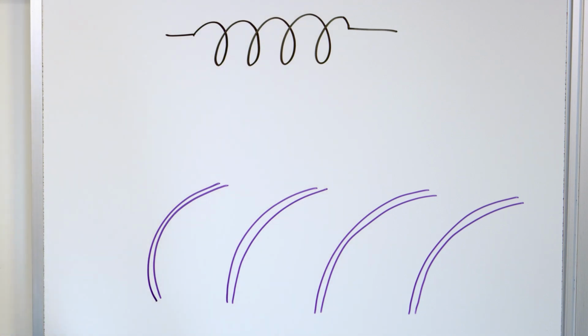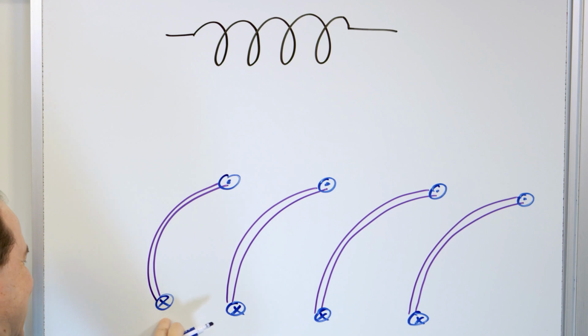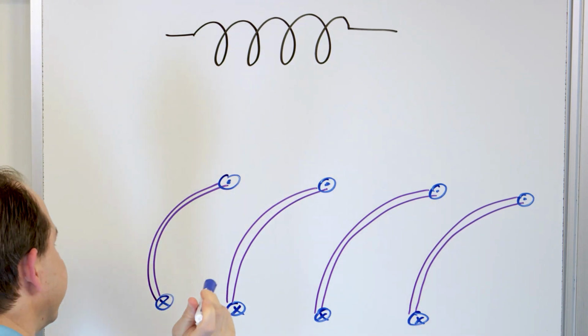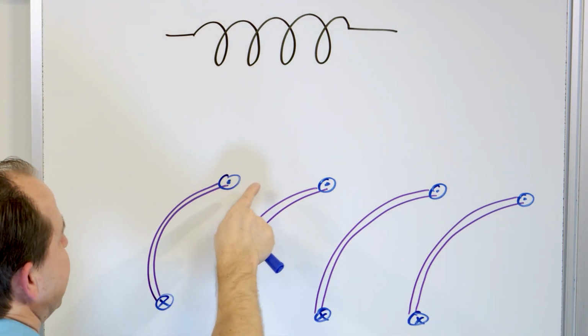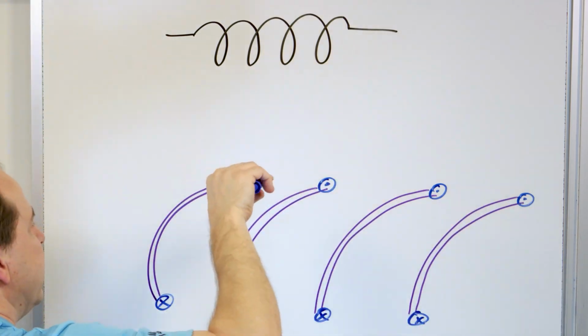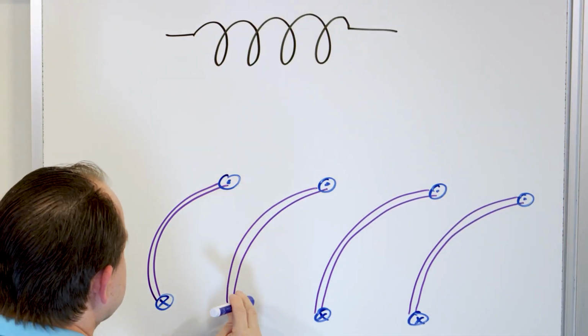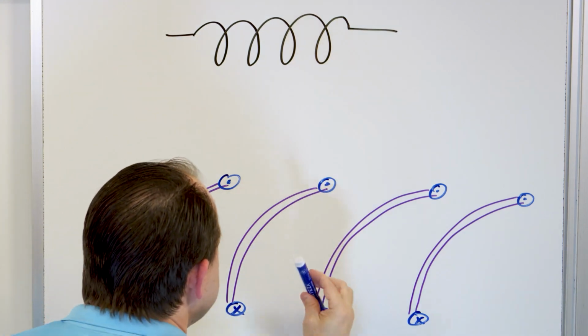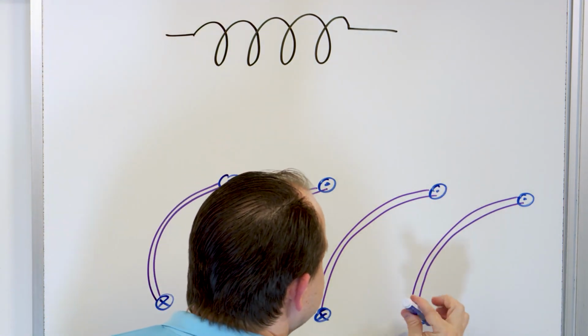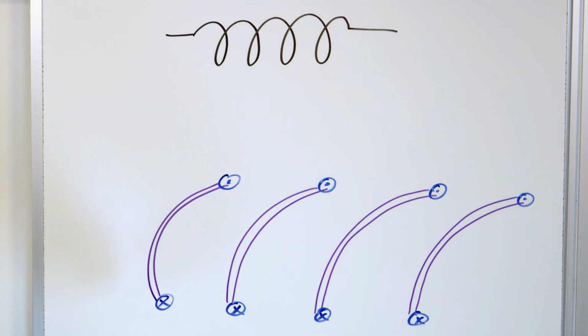All right, and what I'm going to do is run an electric current through this coil. Anytime you see an X with a circle, it means the current is going into the board. And anytime you see a circle with a dot, it means the current is coming out of the board. It's coming out of the board, then into the board, then out, then into, out, into, out of the board like this. So it's making the coil that we are drawing up here.